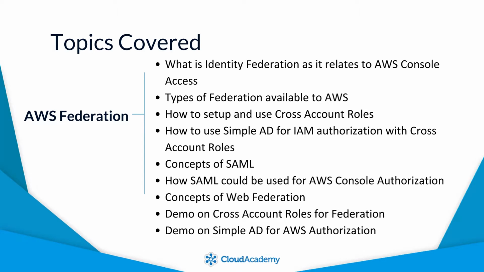I will first cover cross-account roles. This is a technique for one AWS account to access or manage another account's resources with authentication being processed in the first AWS account. I will discuss how to use Microsoft Active Directory as your central point for authentication with cross-account roles to a second AWS account. I will cover the concepts of SAML and how SAML can be used for authentication to the AWS console. And finally, I will discuss the use of web federation in a broader sense for authentication to your own applications.